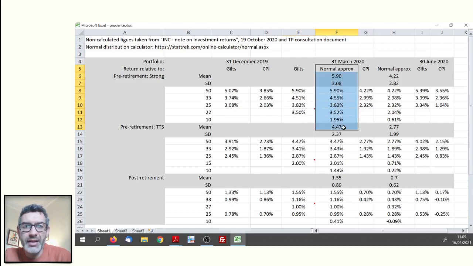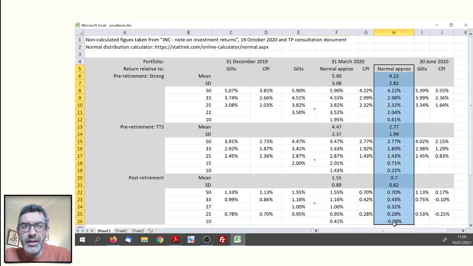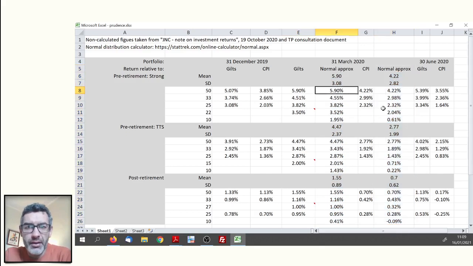So this column is a normal approximation for the gilts plus figures, and this column is a normal approximation for the CPI plus figures. So for those who aren't that comfortable with statistics, the normal curve is this bell-shaped curve that occurs in many statistical applications. You often find it's a good match for a data set. Certainly one such as the distributions underlying these returns here. At least on the downside of the curve, it fits well.